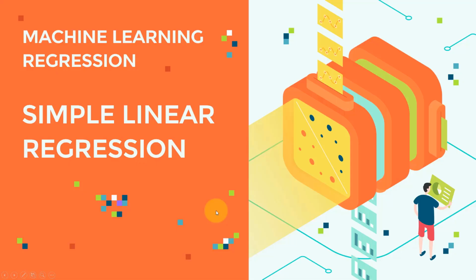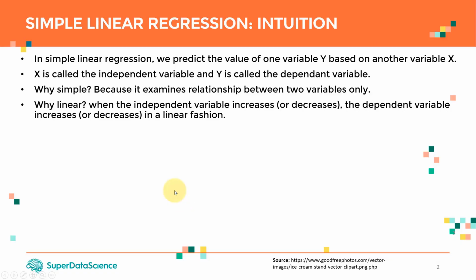Hello everyone and welcome to this lecture. In this lecture, we're going to cover the basics and intuition of simple linear regression. All right, so let's get started. In simple linear regression, we want to predict the value of one variable y based on another variable x. And in general, we call x the independent variable and we call y the dependent variable.